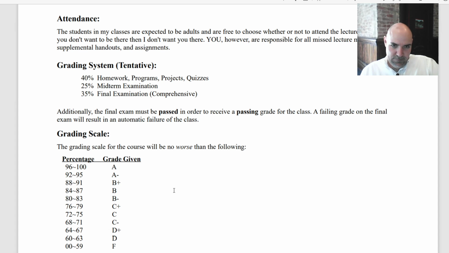And I'm going to suggest some things here in just a little bit related to that. Grading system, it says tentative, but this is the grading system we're going to use.